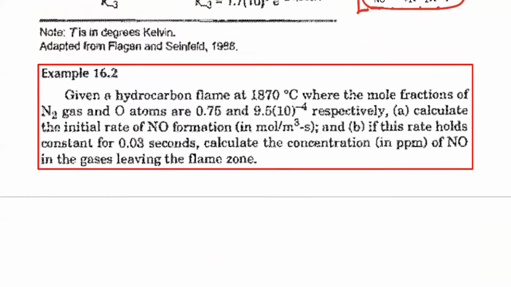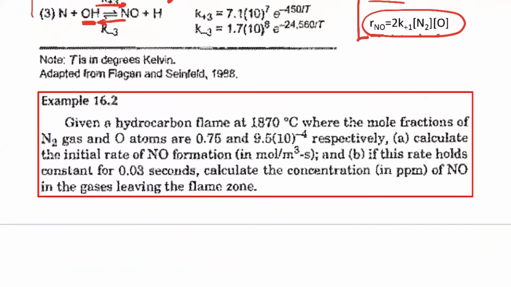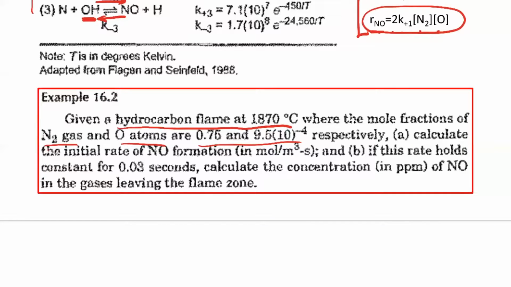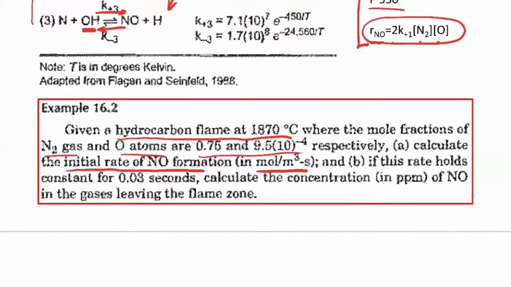So here we have an example again. It's given a hydrogen flame at a certain temperature, where the mole fractions of nitrogen gas and oxygen atoms are 0.75 and 9.5 multiplied by 10 to the negative 4, right? And then one starts to calculate the initial rate of the nitrogen monoxide formation in this unit here, okay? So directly, we can just use this equation to calculate the formation rate, right? So this is a formation rate.